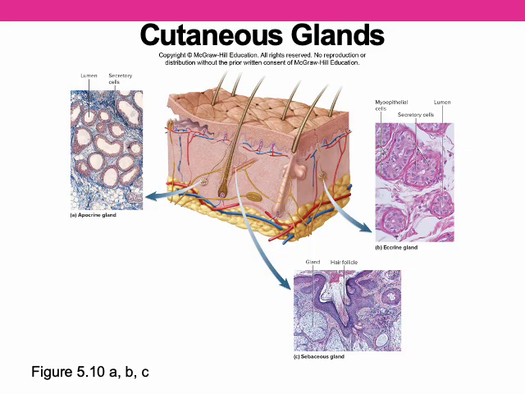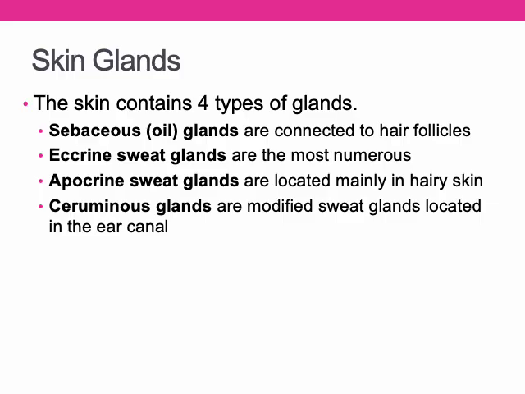The next derivative of the skin we will be talking about is the cutaneous glands. We will be talking about four different types of glands. The first one is sebaceous oil glands. Those are associated with hair follicles and they secrete a substance known as sebum.